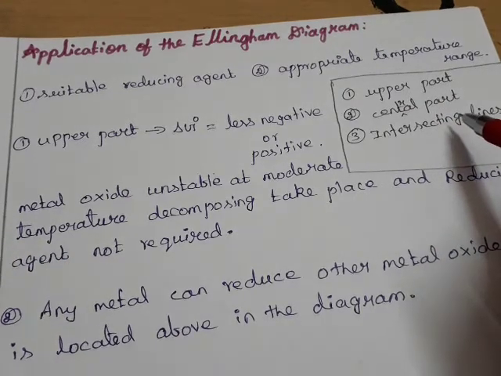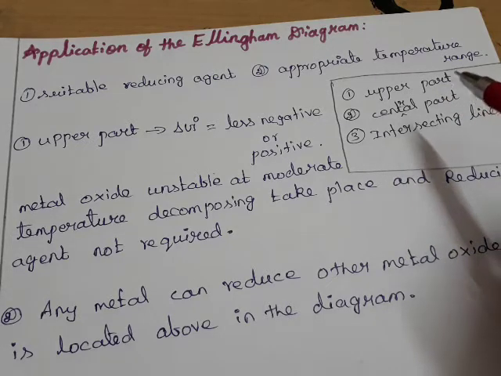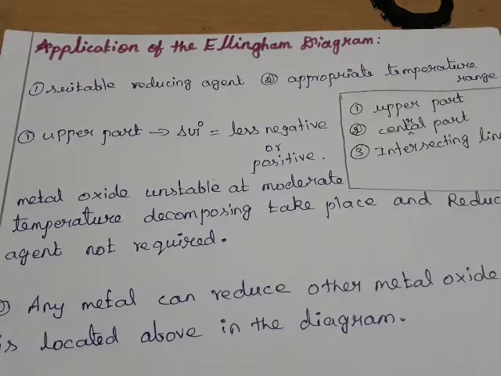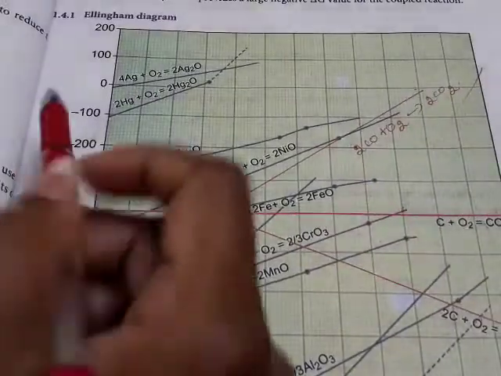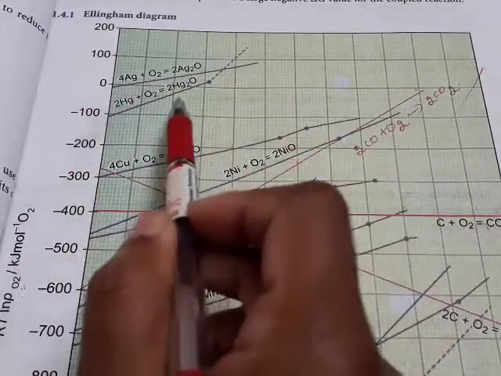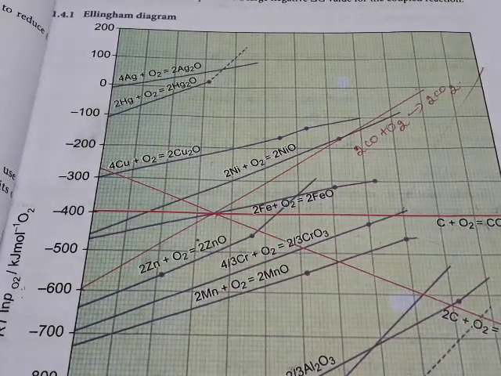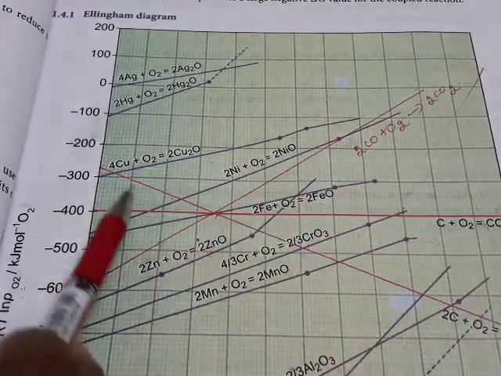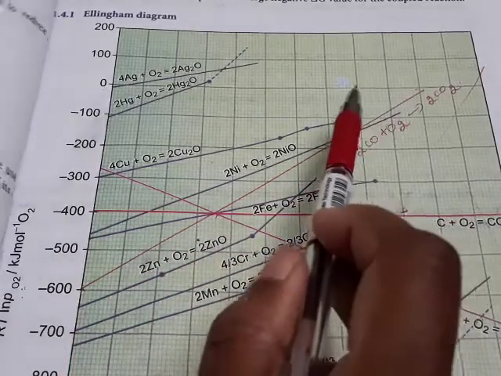The first clue: in the Ellingham graph we are going to use the upper part. This is the upper part of the Ellingham diagram. This is the central part of the Ellingham diagram. This is the intersecting lines. So I have given the clue for the three parts.